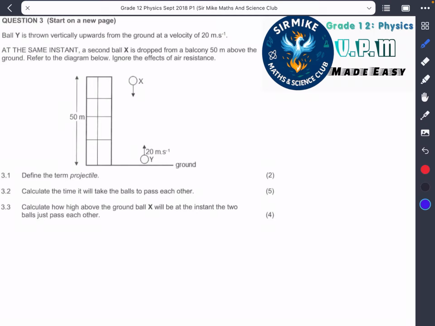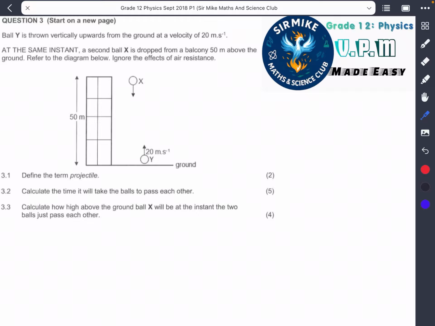In this video, we'll be looking at a question which was written in September 2018. It's a question on vertical projectile motion. They said that ball Y is thrown vertically upwards from the ground at a velocity of 20 meters per second, as shown there. So that would be ball Y. In this case, it was thrown at a velocity of 20 meters per second, vertically upwards. That's the first thing we need to note: the direction of the velocity of that object, which is Y.